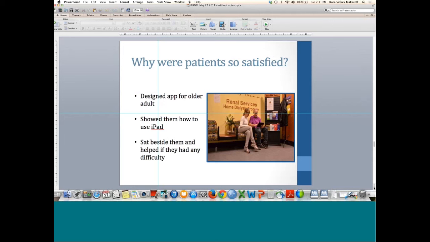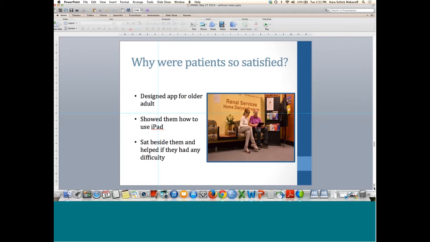So some ideas that I have about this are that when the iPad app was designed, it was designed for an older adult. So it had large font, no graphics, and really clear directions. The second thing was that I showed them how to use the iPad, and I assured them they couldn't break it unless they threw it across the room, and I encouraged them to touch any button they want. I could navigate them back. And I guess the third thing is that I actually sat in the waiting room with them the whole time, and so I was there for help if it was needed.